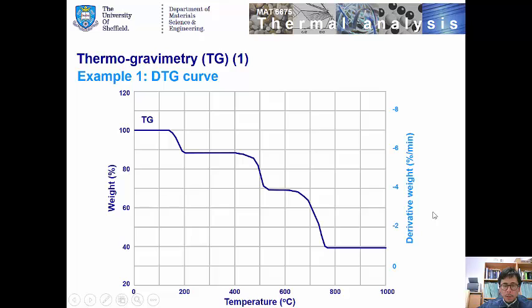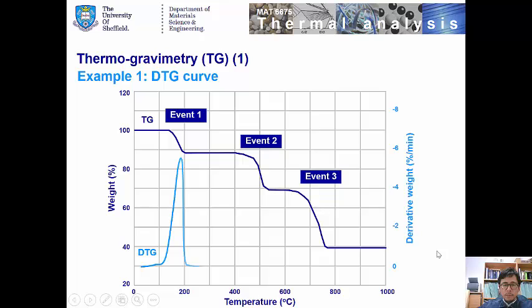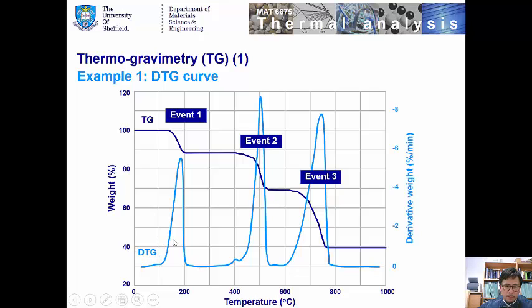Sometimes people tend to use another data in addition to this weight change. The data shown with lighter blue, it says DTG, is differential thermogravimetric curve. This is the first derivative of original weight change data. So this is showing the gradient.